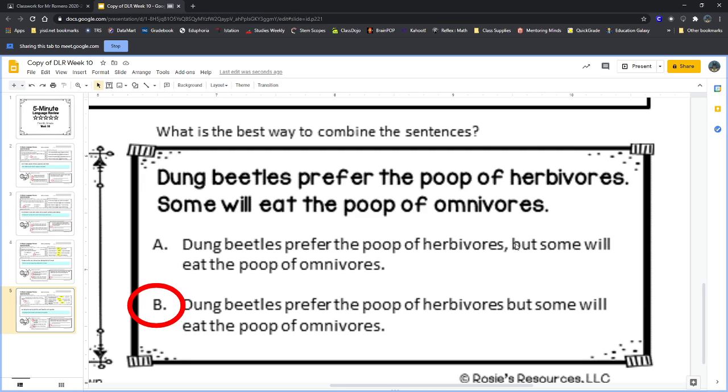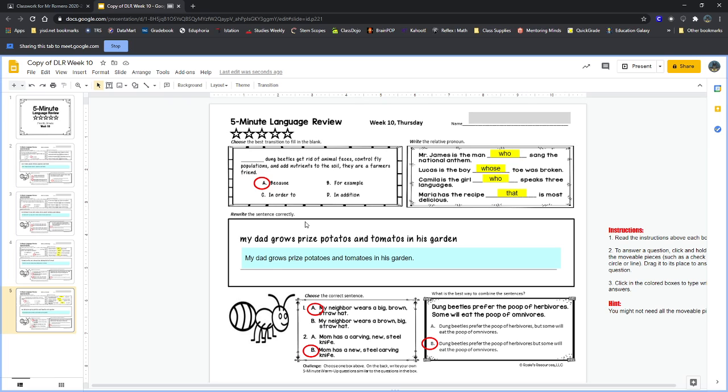That's okay, Messiah. Answer choice B is better here because the second part doesn't really have a subject for us. It doesn't tell us some what is eating the poop of the omnivores. Okay, here's our page. So if there's anything that we need to fix or change, we can go ahead and do that now.